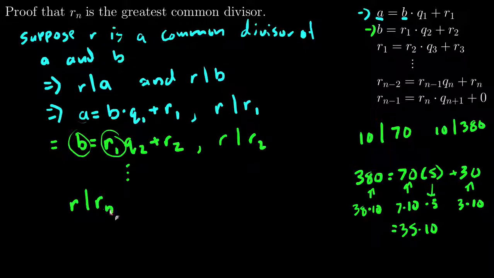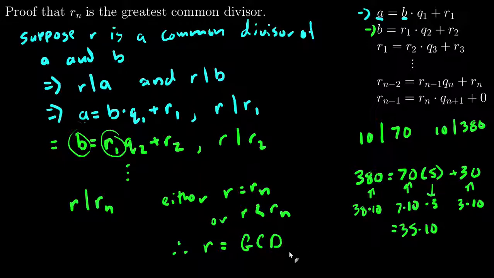And that can only happen one of two ways. Either r is equal to r sub n, or r is less than r sub n, for any common divisor, and therefore r sub n is the greatest common divisor of a and b, as was to be shown.